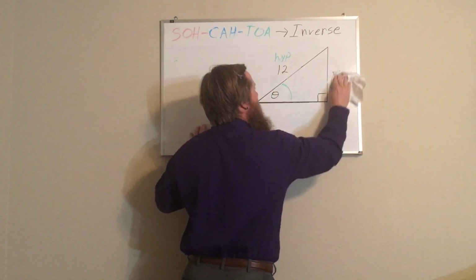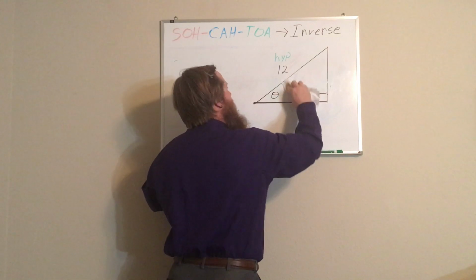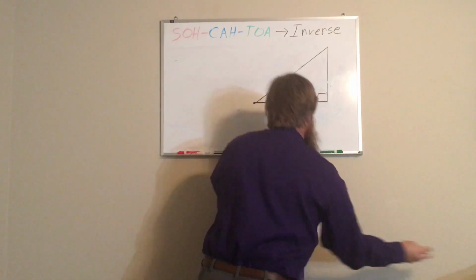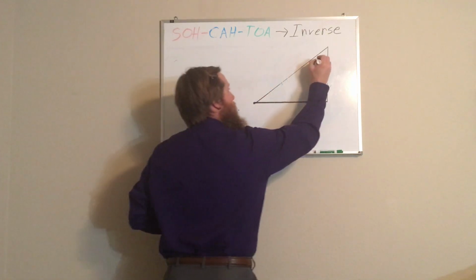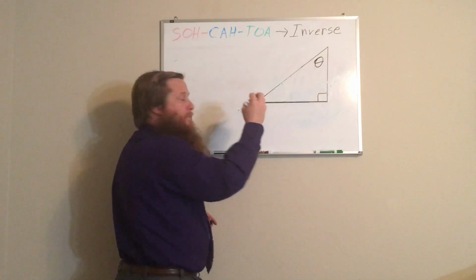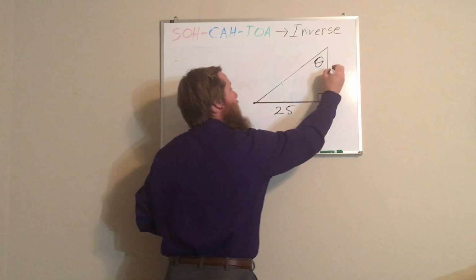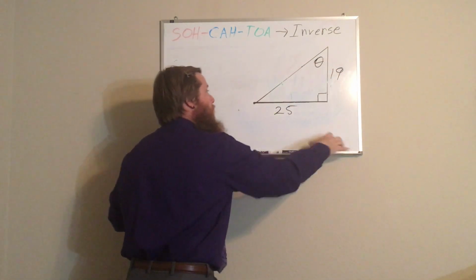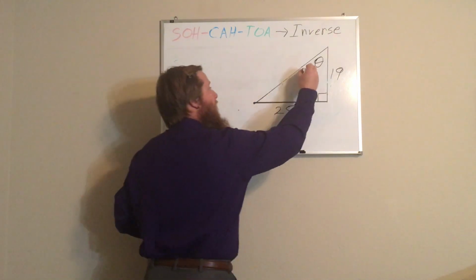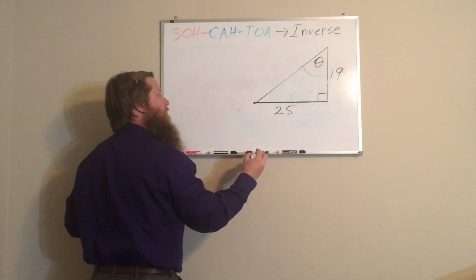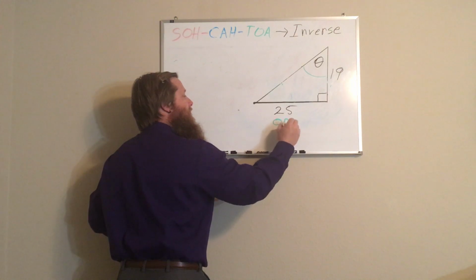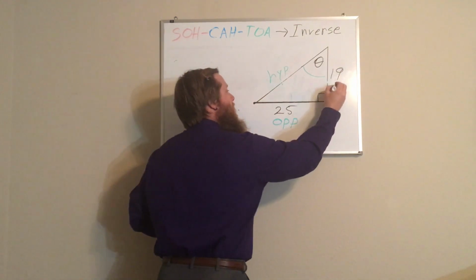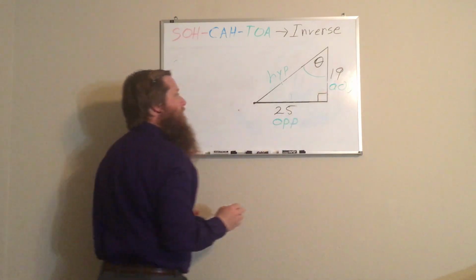In our next example, I believe theta is in a different location. We have a leg that measures 25 units and another leg that measures 19 units. What we're going to do from here is label our reference angle with an I. The I sees opposite. Up here is the hypotenuse, and the remaining side is adjacent.